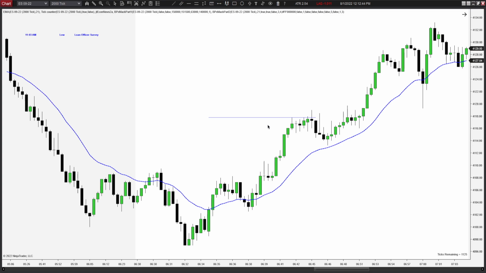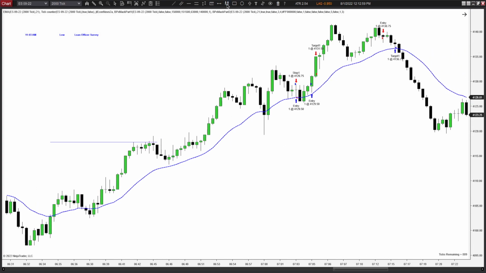I would not want to be looking for trades in this area, because it's too far from the EMA. What you want to see is a move back to the EMA and then get a second entry long with a good signal bar. So let me see if I can find, okay. So these were a couple trades I took today.